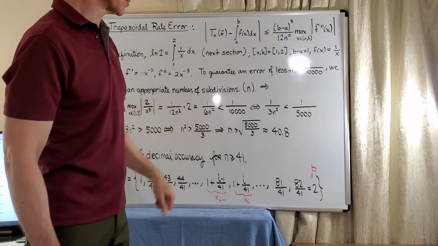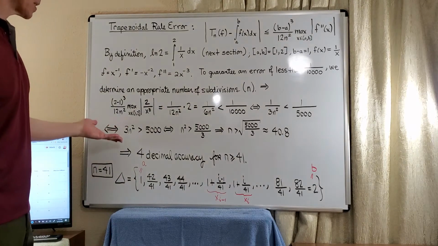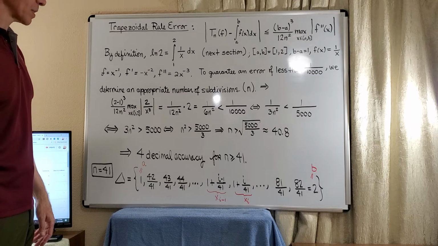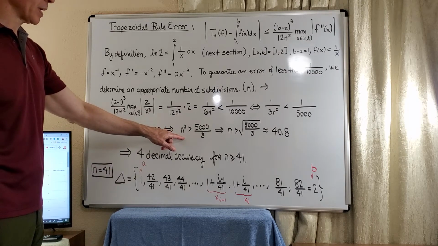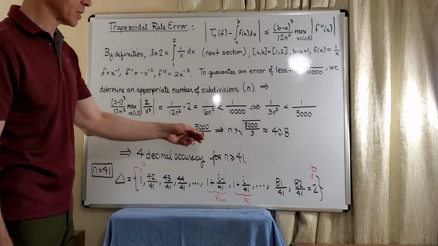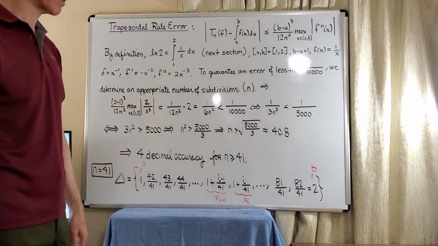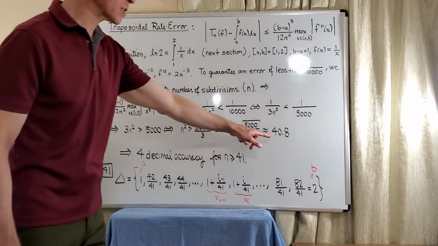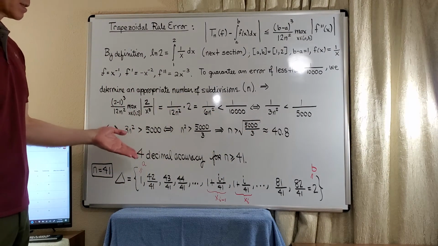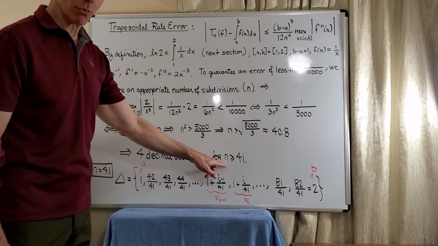We can divide out the 2's to get 1 over 3n squared less than 1 over 5,000, and then reciprocate. So we'll have 3n squared greater than 5,000, and then division by 3, and then assuming that we have a positive number of divisions, this would imply that n must be greater than the square root of 5,000 divided by 3, which is approximately 40.8. So if you want the 4 decimal place accuracy, you need subdivisions of at least 41.